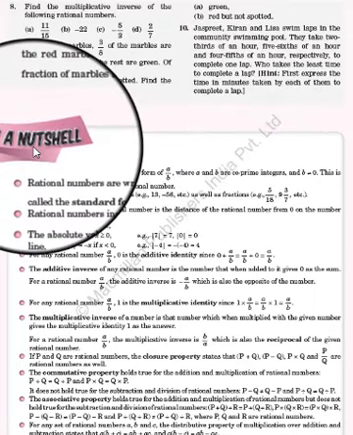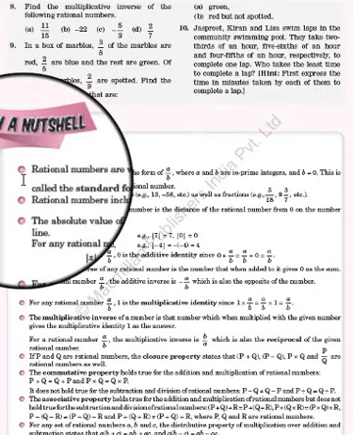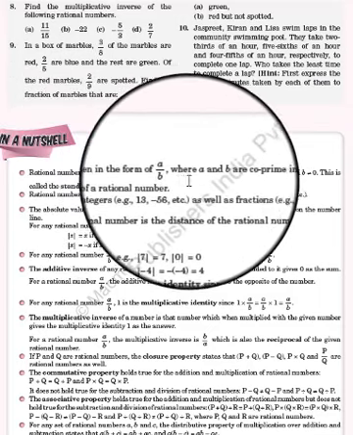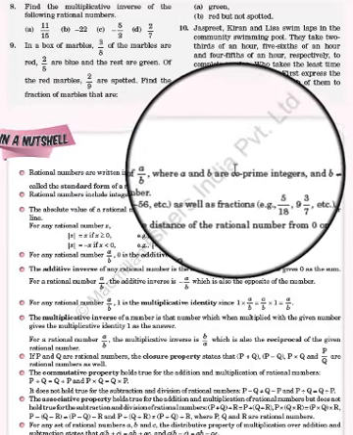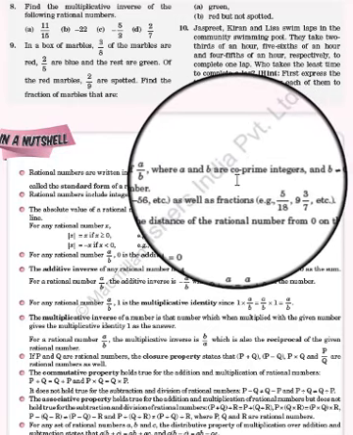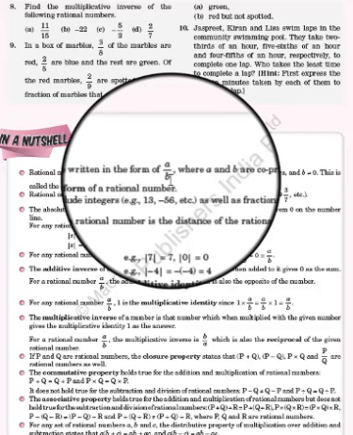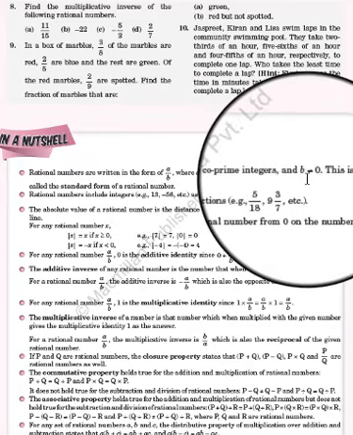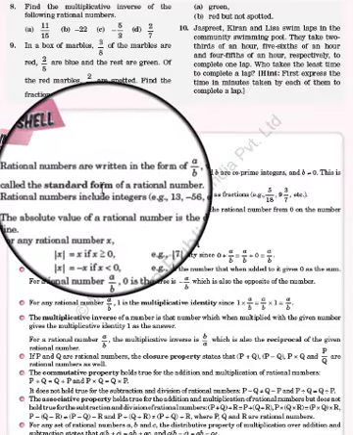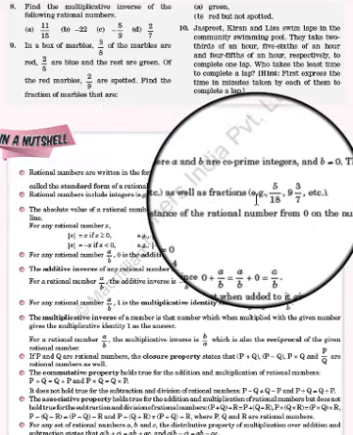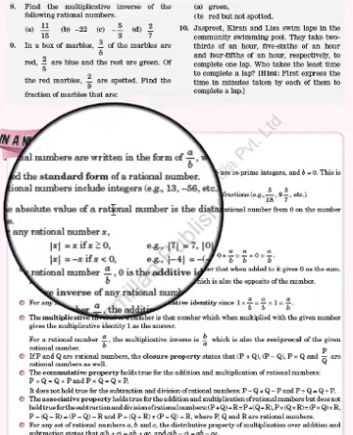Now let us summarize what we have studied in the complete chapter. A rational number can be written in the form of A by B, where A and B are co-prime. The word co-prime here means that A and B are two numbers which can't be cancelled any further. And B is not equal to 0. This is called the standard form of a rational number. A rational number includes the integers as well as the fractions, as we have studied earlier.